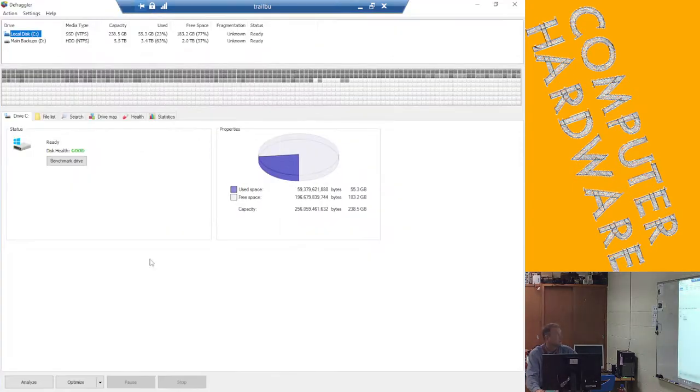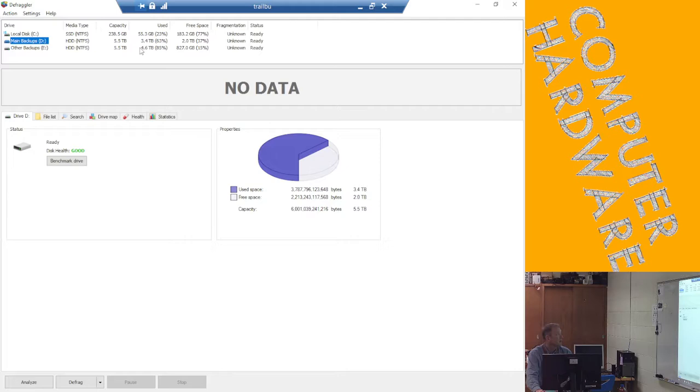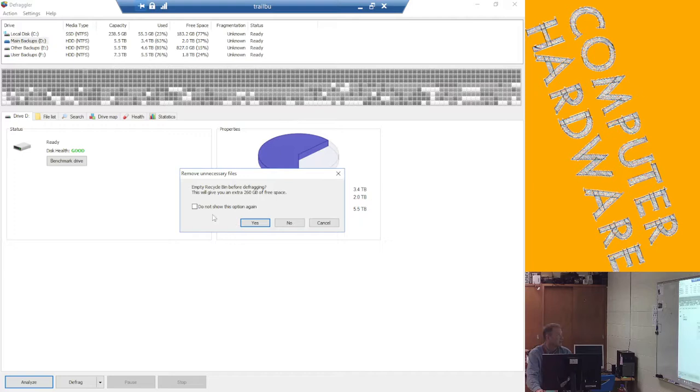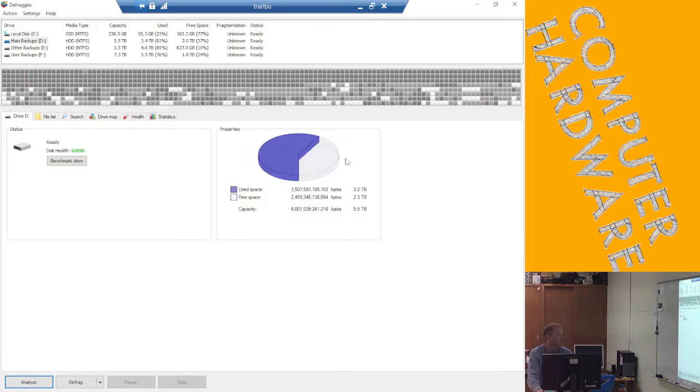So, now remember it said it was not fragmented. This is a 5 terabyte hard drive right here. And I'm going to do the analysis of this one. Yes, sir. Empty the recycle bin. It said it was 0% fragmented. And we'll see how fragmented this one is. I can do it on this one because it's not going to affect what we're doing.